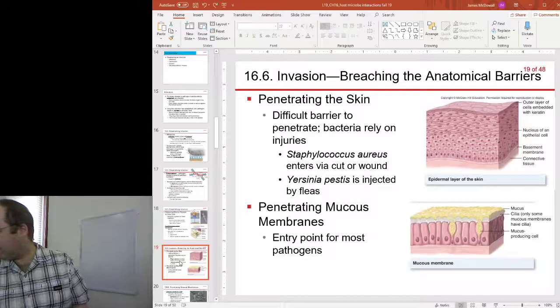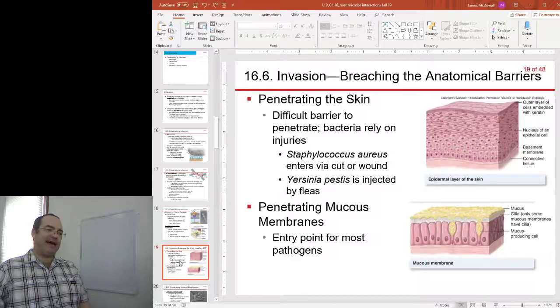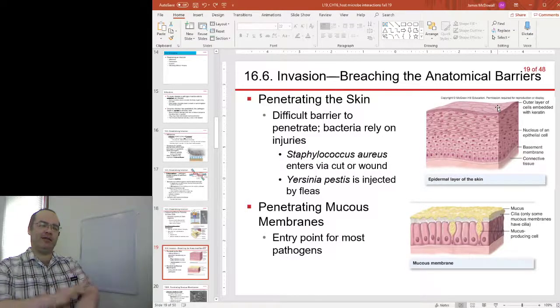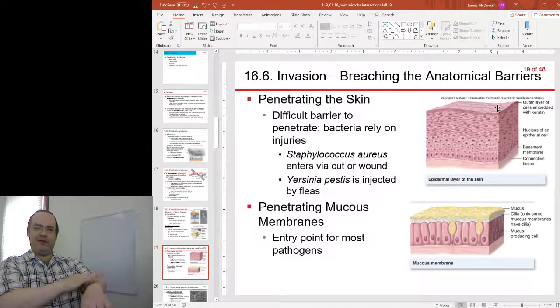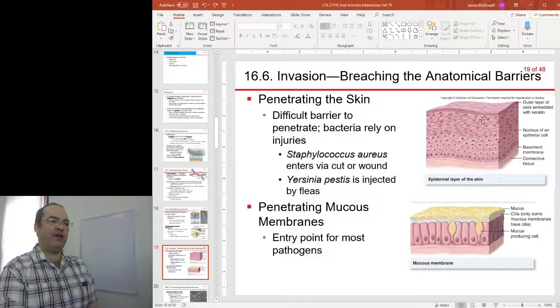So on to 16.6 on page 423, getting inside the body in the first place. Skin, very difficult to penetrate. It's a pretty inhospitable environment in the first place. It's typically dry, typically salty, and the outermost layer is dead, and those outermost layers are continually being sloughed off, and they are removing bacteria through that mechanism. It's also pretty thick stuff.